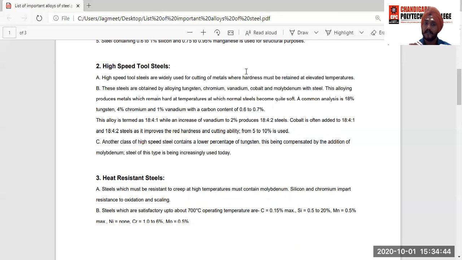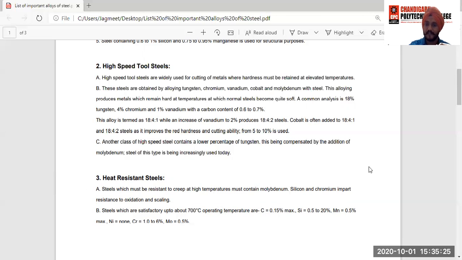This alloy is termed as 18:4:1, while an increase in vanadium produces 18:4:2 steel. So these different ratios work at different temperatures and improve the red hardness and the cutting ability of the material. Another class of high speed steel contains a low percentage of tungsten, which is compensated by the addition of molybdenum. Steel of this type is being increasingly used these days.